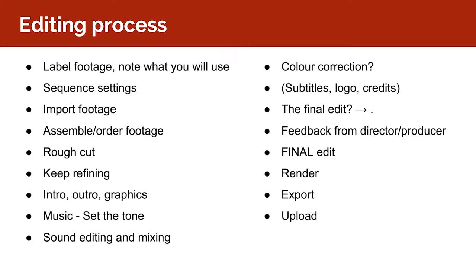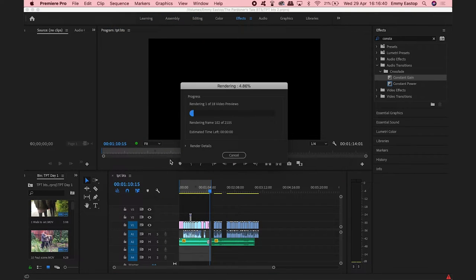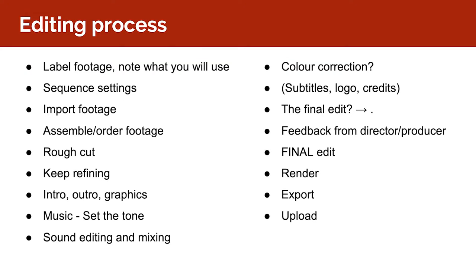Render your sequence before exporting. This basically means you're processing source material into playable footage. It's for smooth playback. Some software does this automatically, like Apple's Final Cut Pro. Export in the best settings for your project.